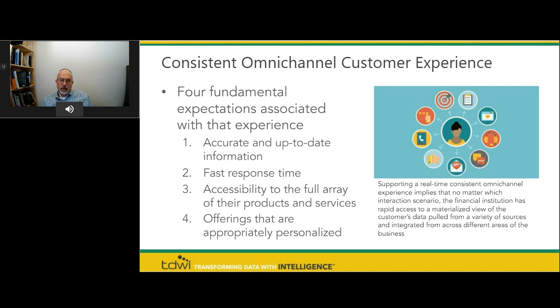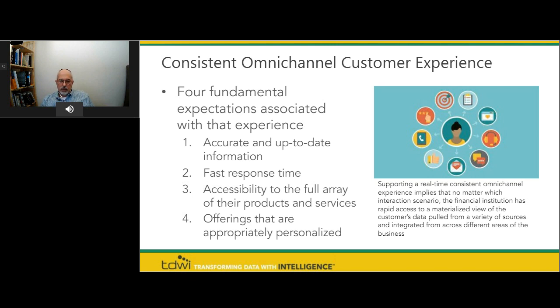Number one, that the information is accurate and up to date. Number two, that your organization can enable a fast response time to the customer, that the customer is not sitting and waiting a minute for a request to be supported. Number three is accessibility to the full array of products and services. And if you look at some of the more sophisticated apps for financial institutions, they provide visibility into all of the different products and services being provided, not just personal banking, as opposed to having a separate portal for insurance or a separate portal for your mortgage.